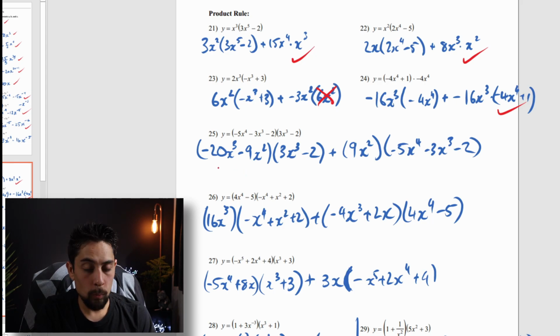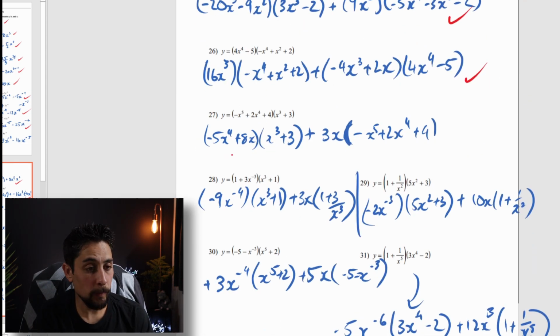Okay, next one, number 25. Negative 20x cubed minus 9x squared, 3x cubed minus 2 plus 9x squared, negative 5x^4 minus 3x^3 minus 2. Yes. Next up, we've got negative x^4 plus x^2 plus 2, 16x^3 plus... What? Oh, yeah, that's right, I've just put it in a different way. 27. Negative 5x^4 plus 8x^3.